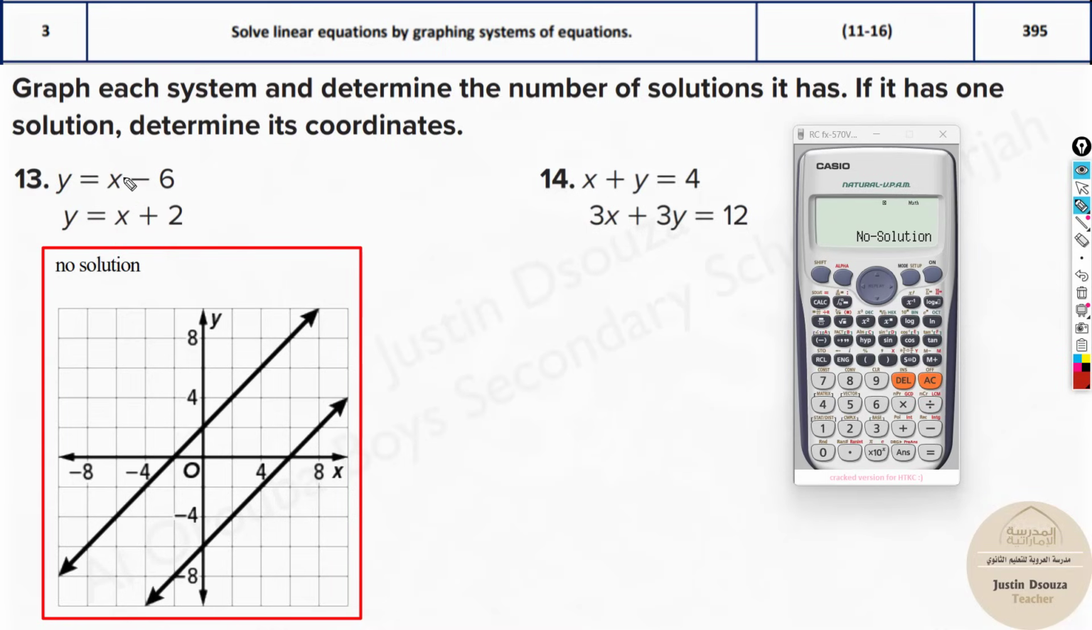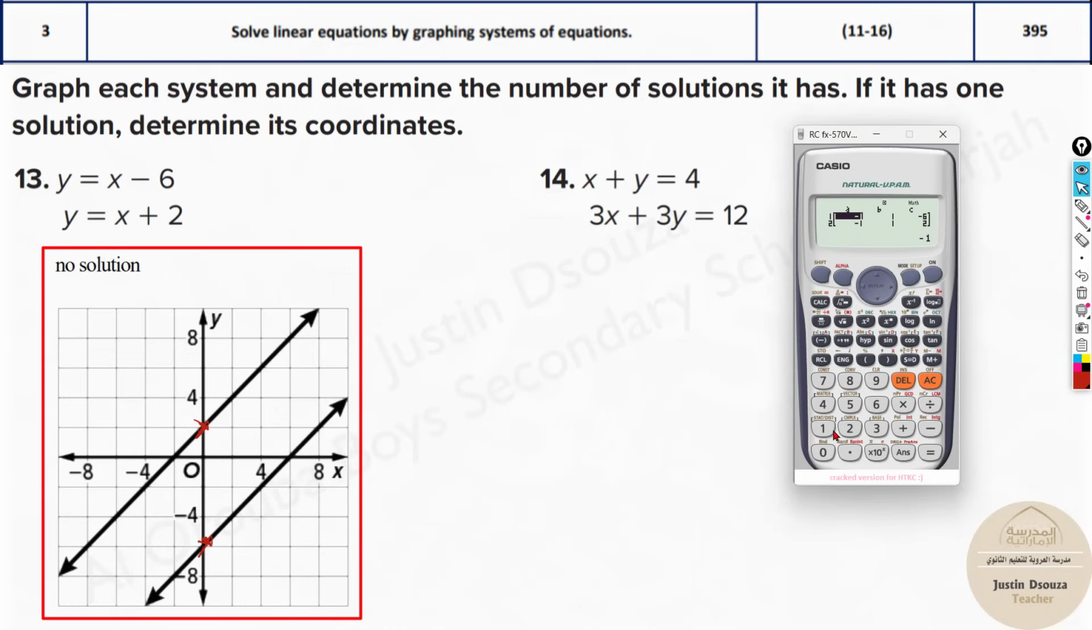Why? Because now the slope is the same over here. It's going to be the same line, but it touches at minus 6. That means this is the point. Here it's going to be a parallel line, but it'll pass through positive 2. So it'll never touch each other. They are parallel lines. Now let's see over here. First, let's solve that one.